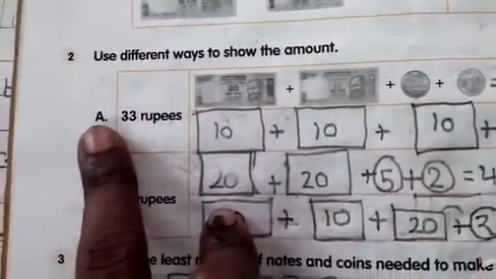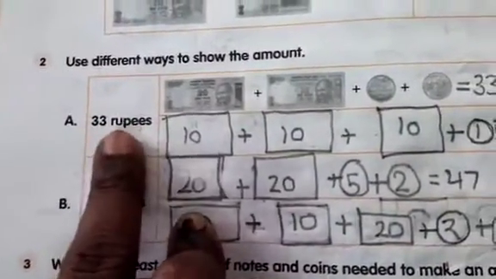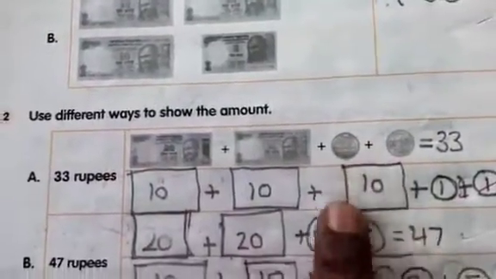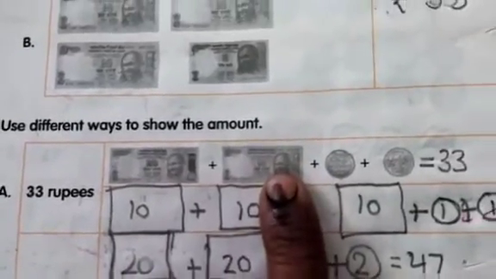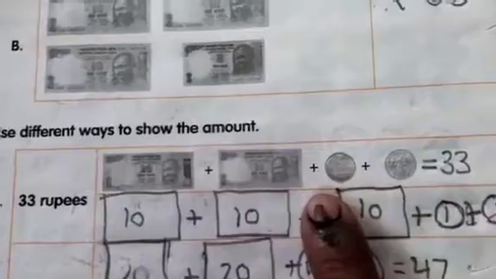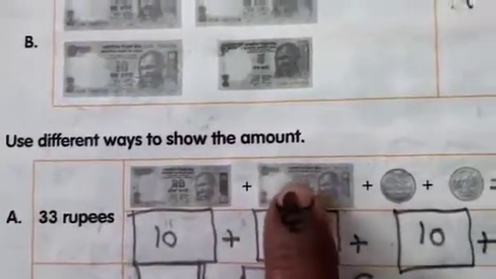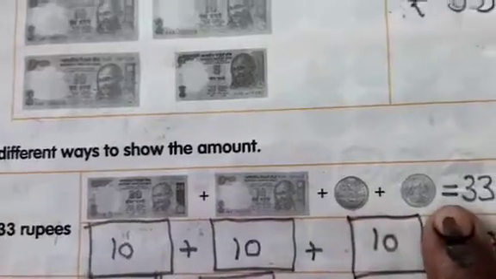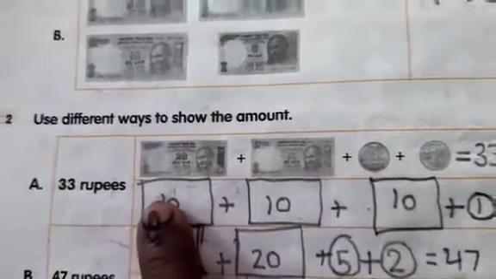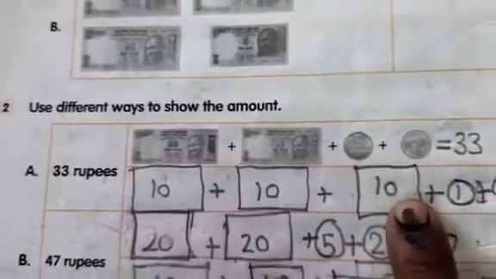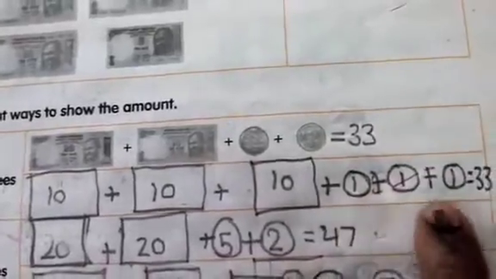Use different ways to show the amount. First one is 33 rupees. So you have to show different ways. So here is 20 rupees note. Here is 10 rupees and here 5 rupees, 20, 30, 2 rupees children, sorry, 2 rupees, 20 rupees, 10 rupees, 30 rupees, 32 rupees and this is 1 rupee. So 33 rupees. You can draw one more method, 10 rupees note, 10 rupees note and 10 rupees note. Make 30. So 1 rupee, 1 rupee, 1 rupee.